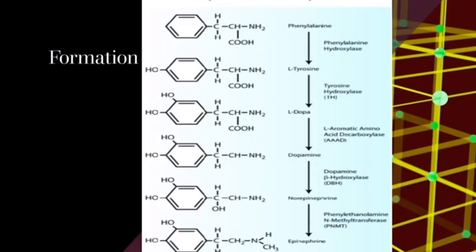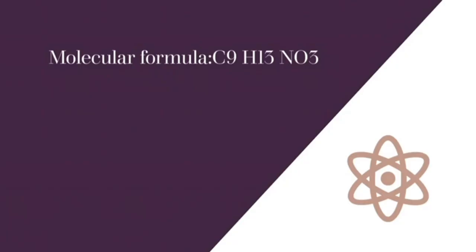Formation of epinephrine. Epinephrine is formed from phenylalanine, and in the presence of phenylalanine hydroxylase, it is converted into L-tyrosine. Then from L-tyrosine, with tyrosine hydroxylase, it forms L-dopa. In the presence of L-aromatic amino acid decarboxylase, it is converted into dopamine. Then dopamine is converted into norepinephrine. Then norepinephrine, in the presence of phenylethanolamine N-methyltransferase, is converted into epinephrine. The molecular formula for epinephrine is C9H13NO3.